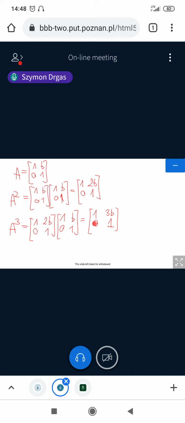So the second row and the first column will always stay the same, but if we take greater and greater powers of A, each increment in power will result in an increment of this number. So if we want to take the nth power of A, it will be 1, nB, 0, 1. So that's the result, and you can also try to do a similar task for the second matrix.